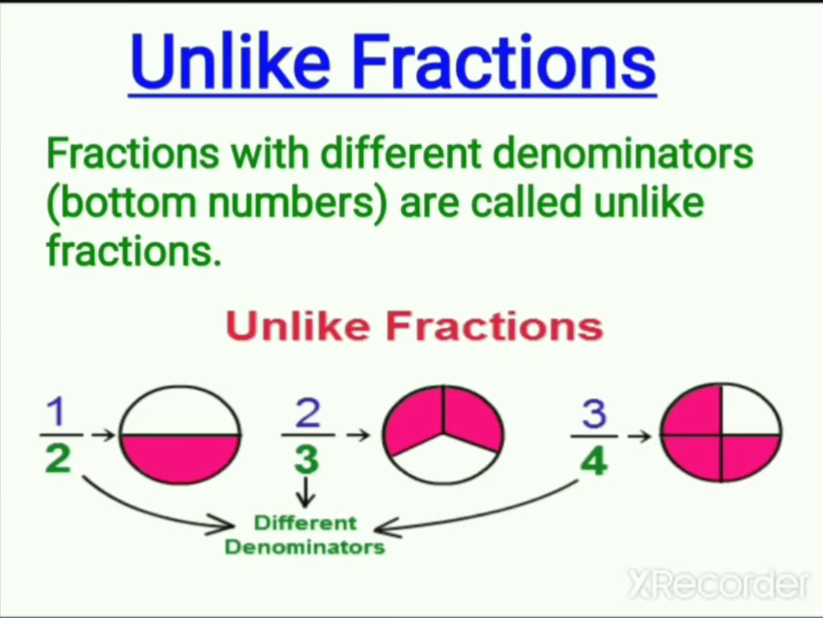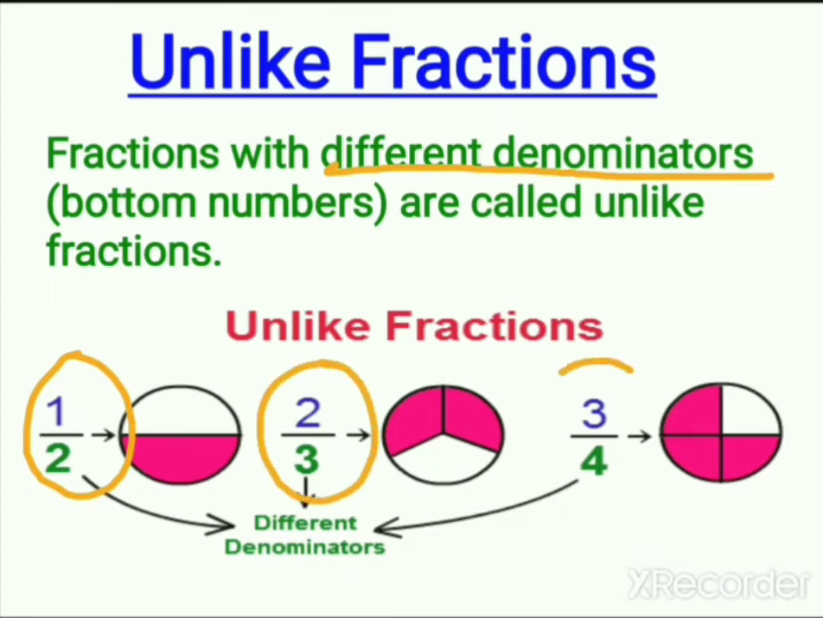Next is unlike fractions. Fractions with different denominators are called unlike fractions. In 1 by 2, the denominator is 2. In 2 by 3, the denominator is 3. In 3 by 4, the denominator is 4. So in these 3 fractions, the denominators are different: 2, 3 and 4. So those fractions which have different denominators are called unlike fractions. 1 by 2, 2 by 3 and 3 by 4 are unlike fractions.